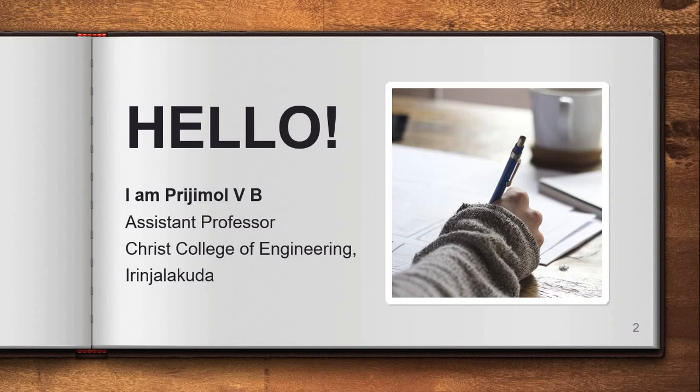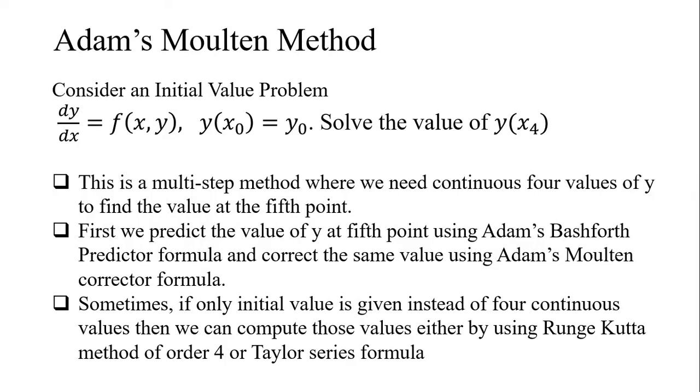Hi all, in this video I will teach you how to solve an initial value problem using Adams-Moulton method. Consider an initial value problem dy by dx equal to f of x, y, where the initial condition is given, y at x naught equal to y naught. We have to find the value of y at x equal to 4.